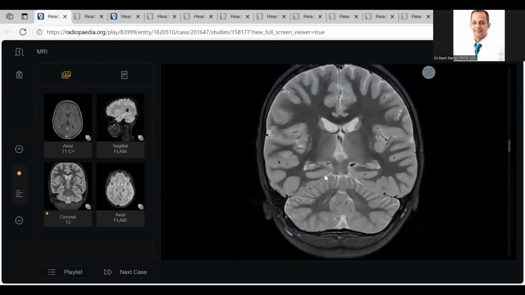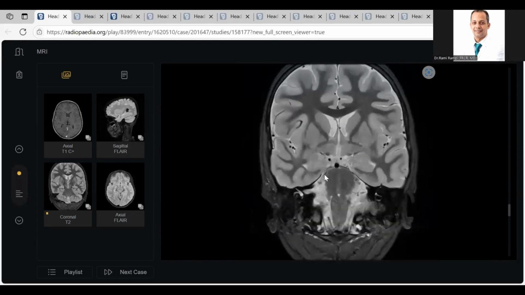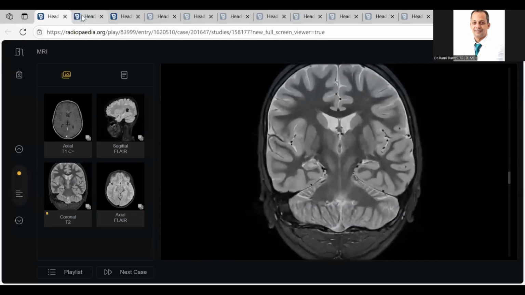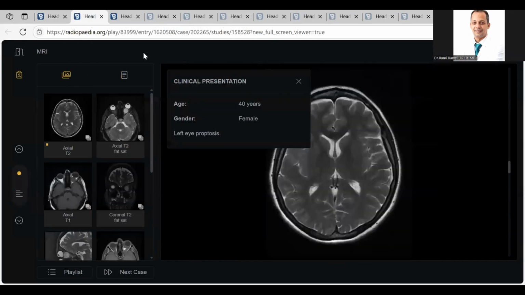Okay, more than excellent. This is a very difficult, tricky case. Why? Because our session is head and neck, and I surprised you with a brain case. And this is a classic scenario of the exam: a 40-year-old female patient with left proptosis.